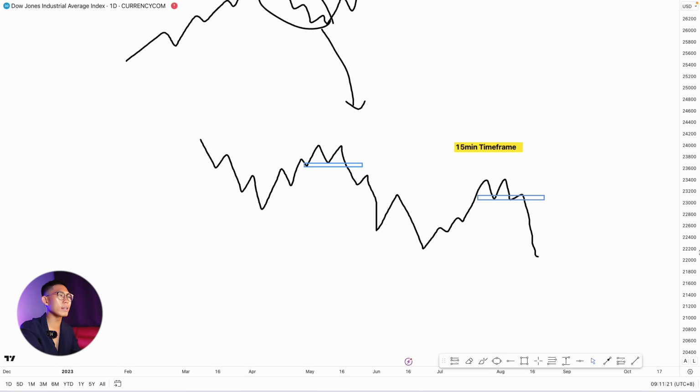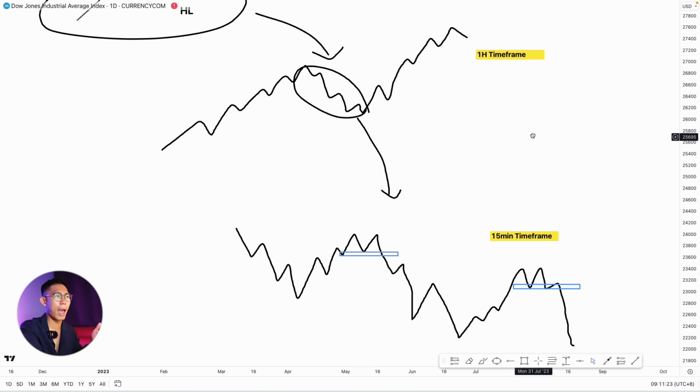So that's the whole map of how market structure works, how the major structure and the minor structure come in together to form your market structure. And it is very important for you to understand both the major structure and the minor structure, because you never ever just want to be stuck on the smaller time frame and fail to see the overall big picture. And I just want to remind you guys that trading is actually very simple.